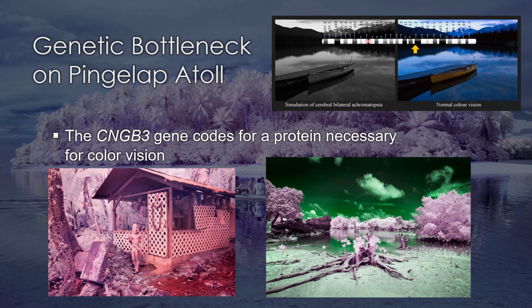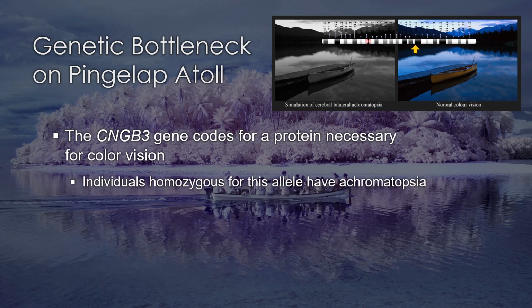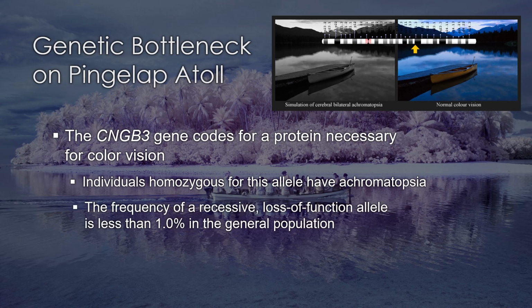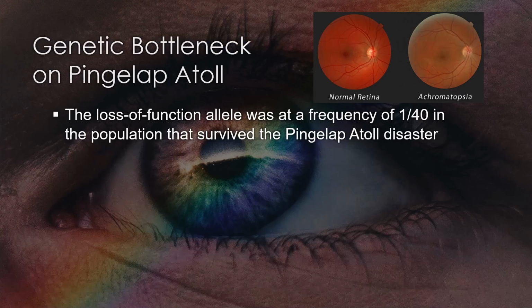Survivors included at least one individual with a loss of function allele at gene CNGB3 involved in color vision. The CNGB3 allele is recessive, and when it is homozygous, it causes the serious vision deficit, achromatopsia. People with this condition have poor vision and are significantly colorblind, as shown in the left picture. Extremely rare in most populations, the frequency of the CNGB3 allele is estimated to be under 1%.